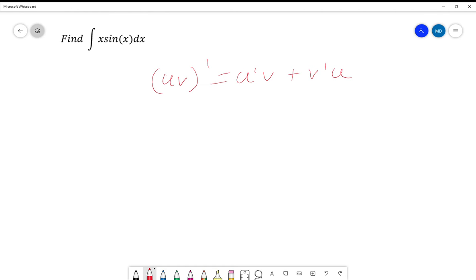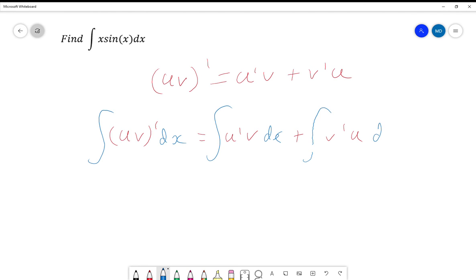And now to reverse it, well, what are we going to do? We're going to integrate. So we're going to integrate both sides with respect to x, and so we're going to get uv dash integrated with respect to x is equal to u dash v integrated with respect to x plus v dash u integrated with respect to x. And this allows us to work out how to integrate products.